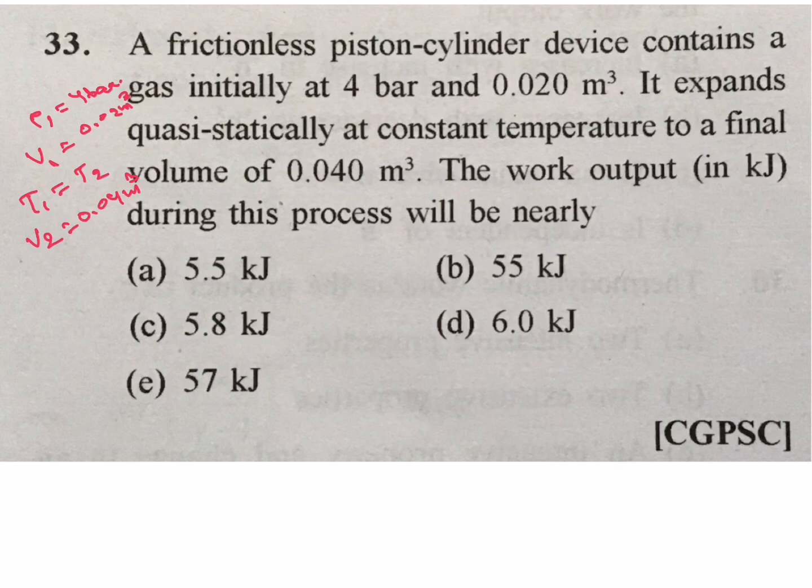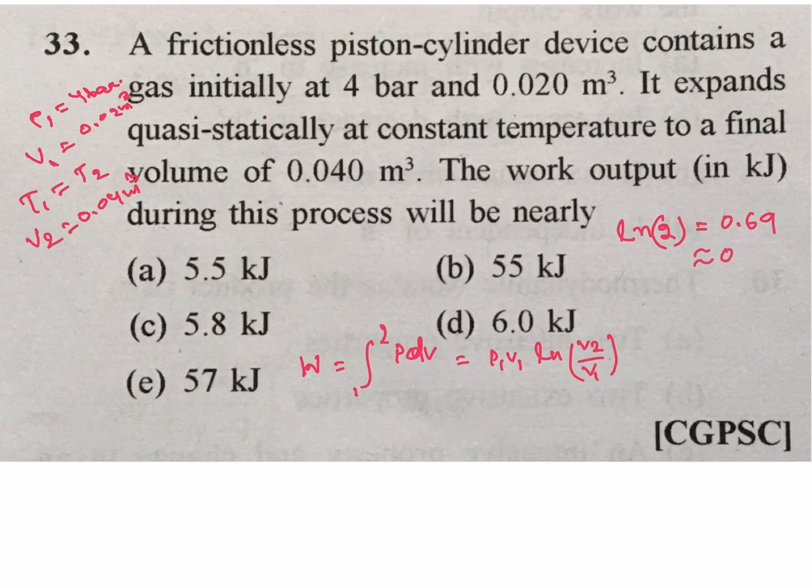Already discussed in my previous video. Work done in isothermal process, PdV, you will get P1 V1 ln V2 by V1. ln2 value you have to remember for all exam. This is very important. 0.69 or nearly 0.7. This value we have to remember.